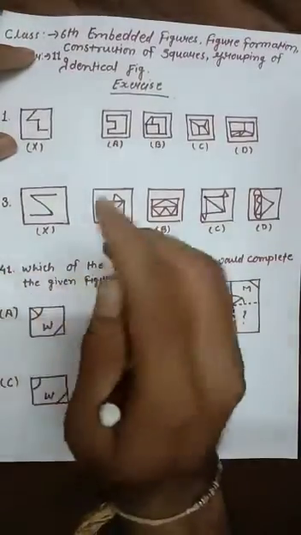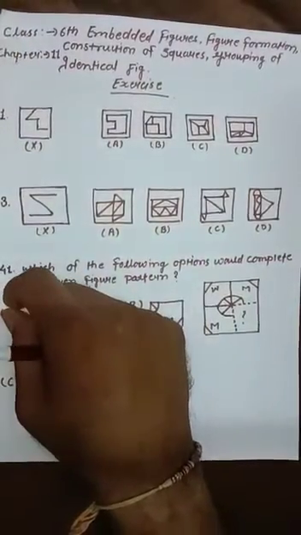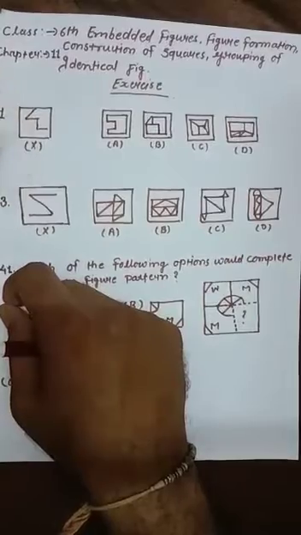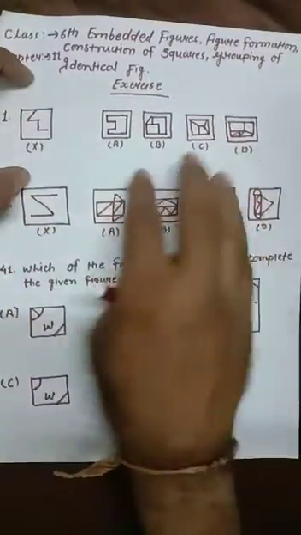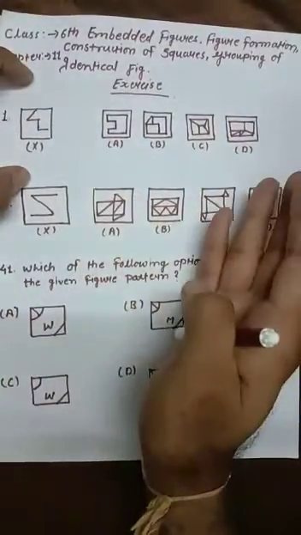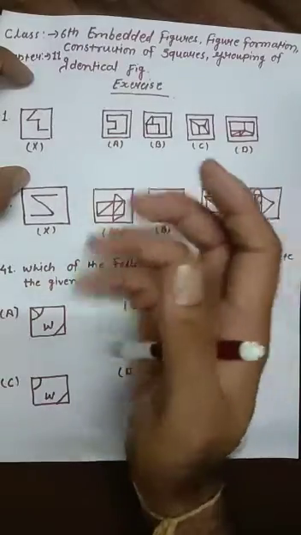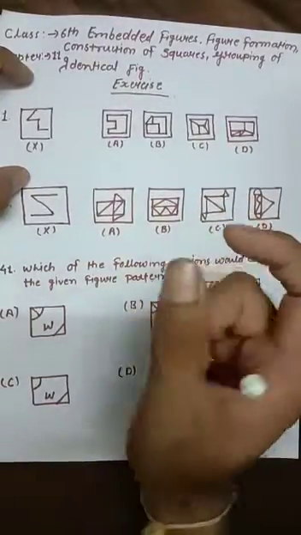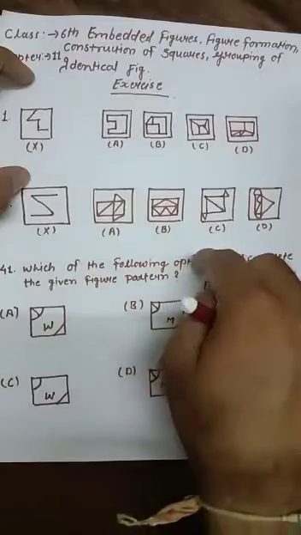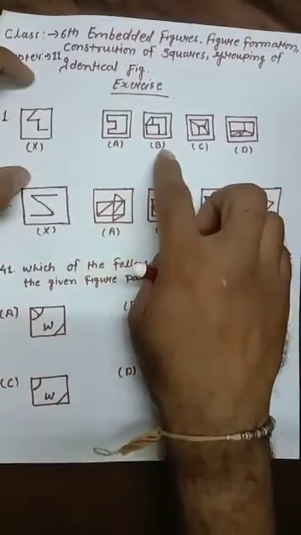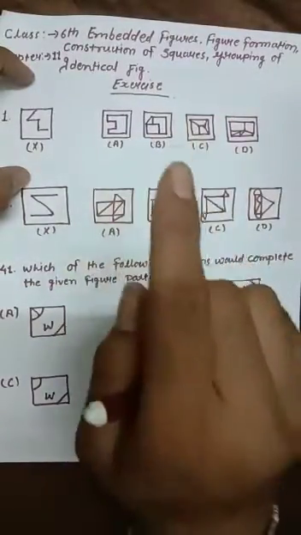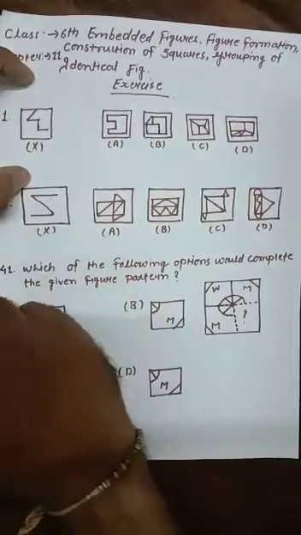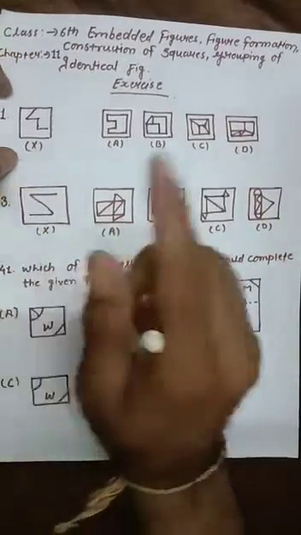Now what is the meaning of embedded figure? That means a certain kind of figure is embedded in one part of the given four figures. We have to extract that part, that means we have to give the answer in the form of a figure where we can find that this is the embedded part of the figure. Now what does it mean? Come to question number one.